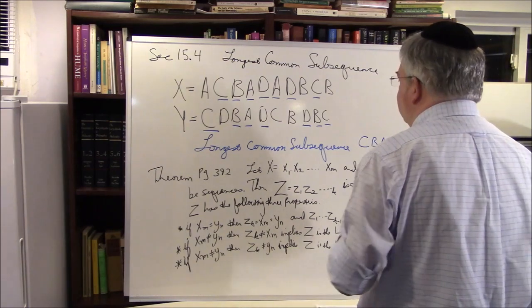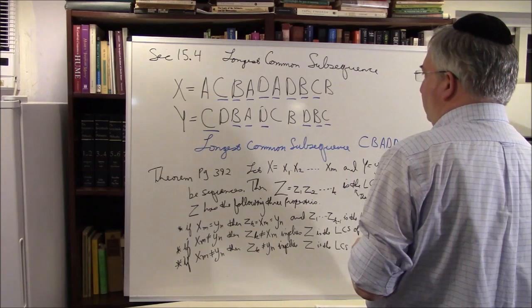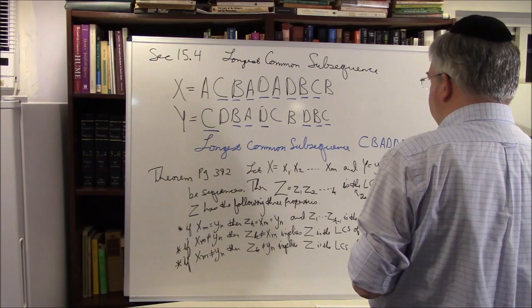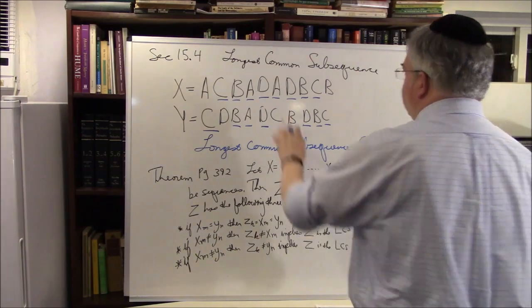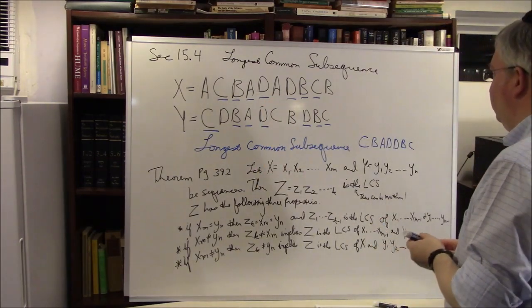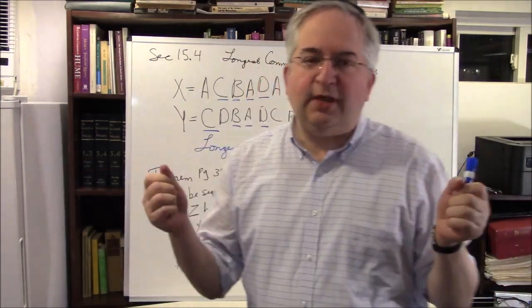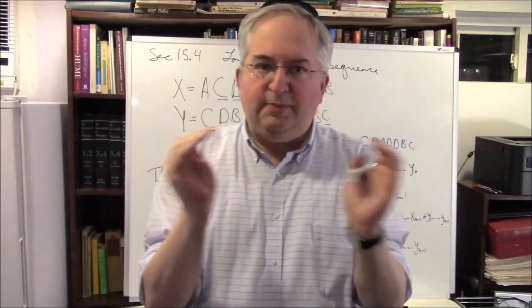I'm sorry, I left this out. C, B, A, D. No, look at this. That's that. B, C, A, D, D, B, C. Okay, so they don't have to be connected. This is different than the maximal subarray, where the subarray had to be connected.